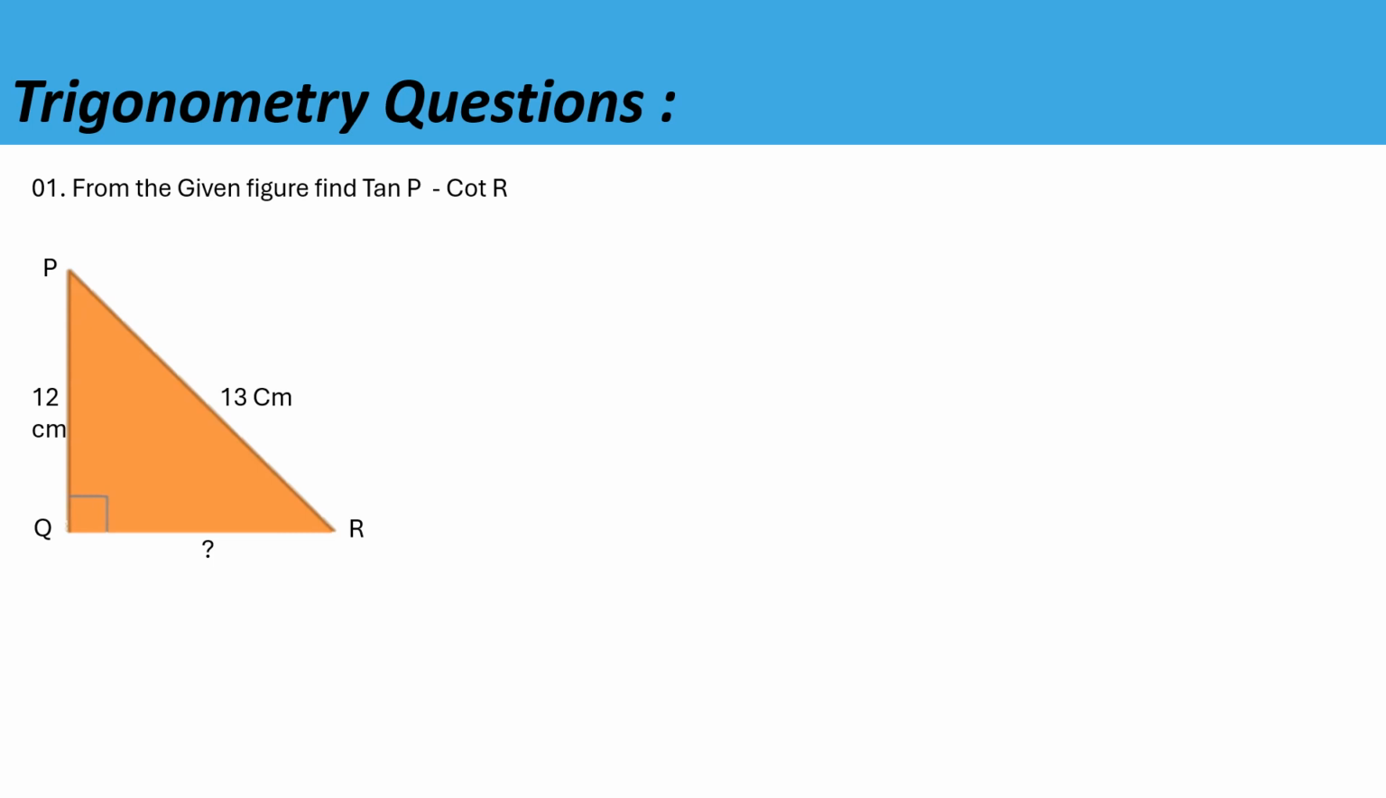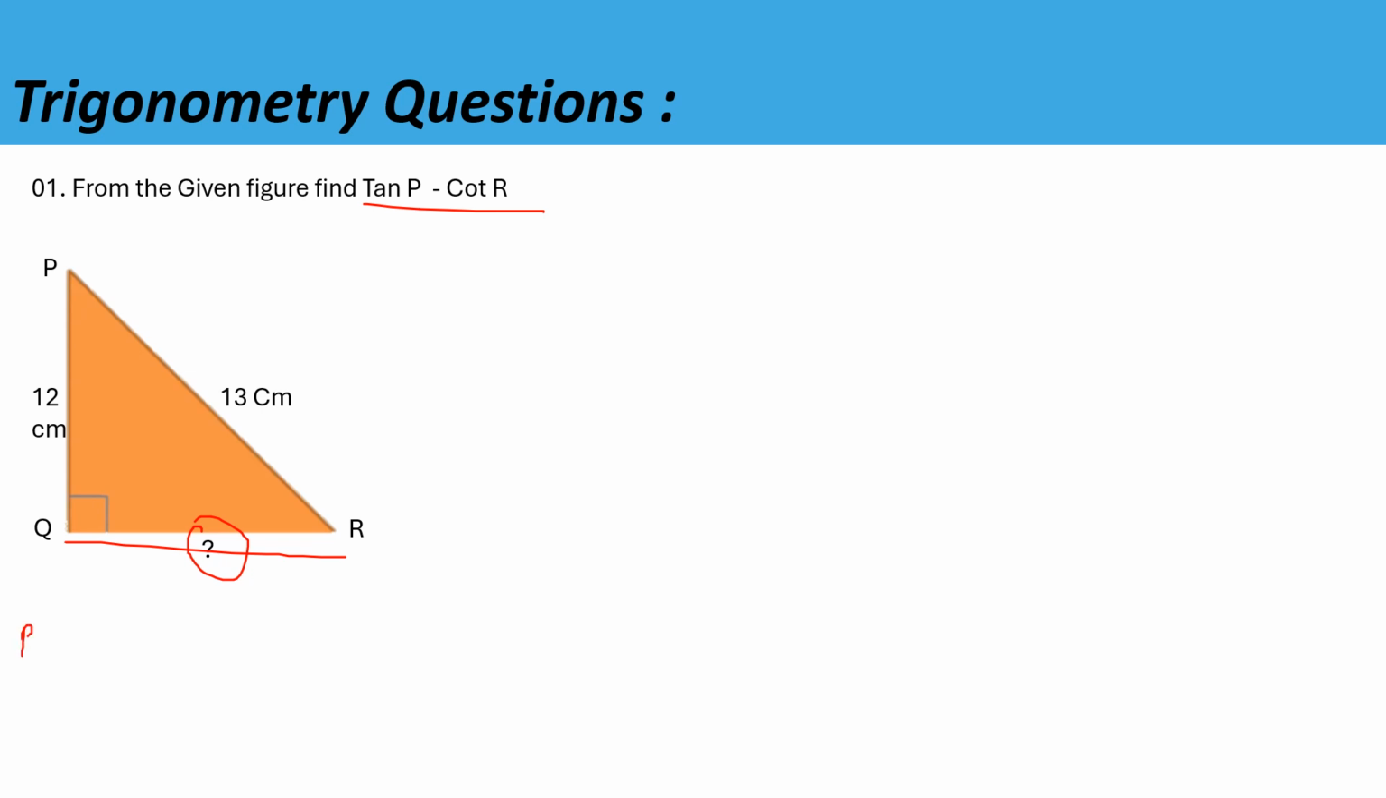So the first question is, from the given figure find tan P minus cot R. What we have given is a triangle which has side PQ of 12 cm and PR of 13 cm, and we have to find out QR. There's no value given for QR, and then we have to find tan P minus cot R. So we have given the hypotenuse side and adjacent side, and we have to find the opposite side. So for such a case you have to apply the Pythagoras theorem.